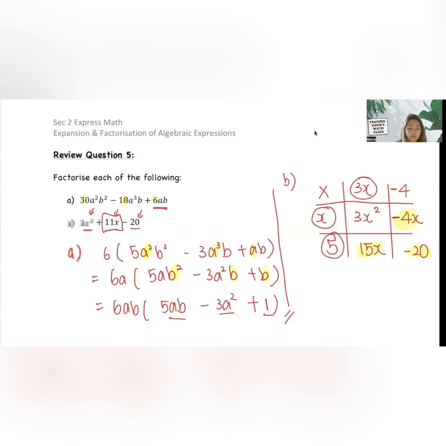All right, so just a quick check again. Minus 4 times 5, that gives me minus 20. Minus 4 times x, that gives me minus 4x. 3x times 5, that gives me 15x. And 15x minus 4x gives me 11x. All right, now that I'm done with my multiplication frame, I just have to put them down. It's 3x minus 4 times x plus 5. This one will be one bracket, and this side will be another bracket over there. All right, and this is my factorized version of part B.